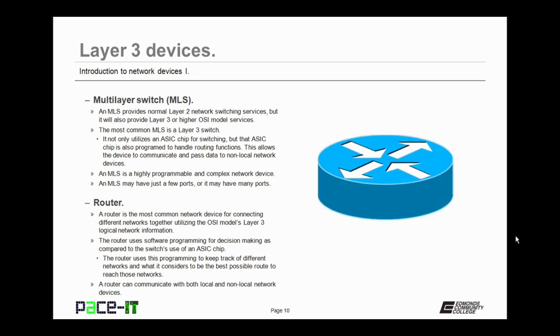Now let's move on to the router. A router is the most common network device for connecting different networks together utilizing the OSI model's Layer 3 logical network information. That's what makes a router a Layer 3 device. The router uses software programming for decision making as compared to the switch's use of an ASIC chip. The router uses this programming to keep track of different networks and what it considers to be the best possible route to reach those networks. A router can communicate with both local and non-local network devices. In most cases, a router will have fewer ports than a switch.